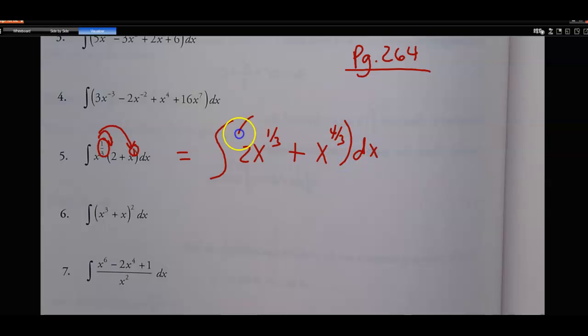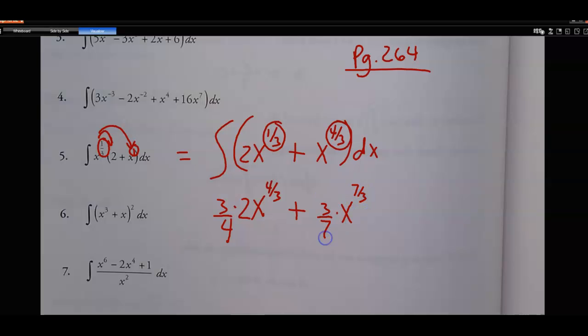All right, and then we're going to go ahead and integrate. When you integrate, you're going to add 1 to the power and then divide by that number. However, when we're dealing with fractions, instead of dividing by a fraction, it's easier to multiply by its reciprocal. And we'll do the same thing over here. If I add 1 to this, it becomes x to the 7/3, and we're going to multiply by the reciprocal. And we don't want to forget our plus c.